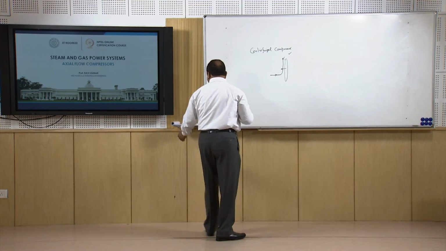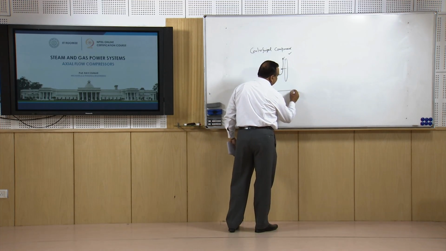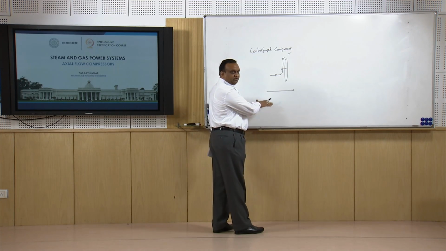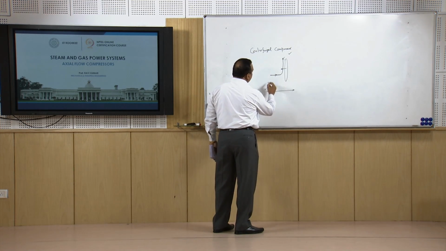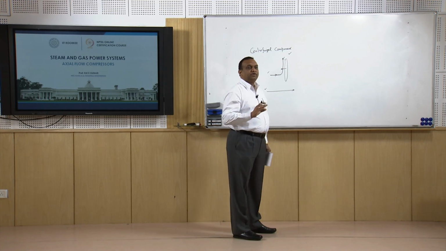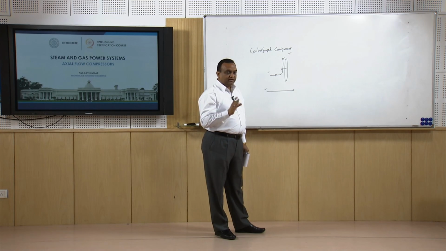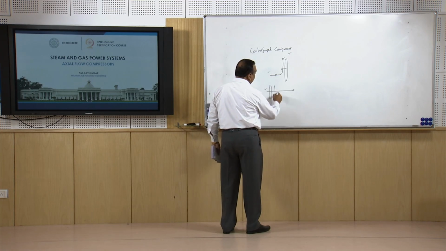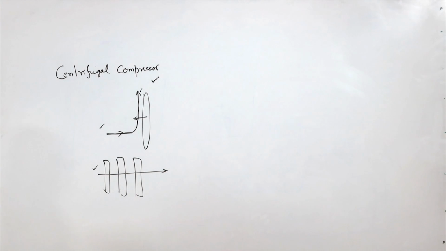Now, in an axial flow compressor, the movement of the fluid is only in the axial direction. Because there is no change in direction, the efficiency of the axial compressor is more than the centrifugal compressor. In the axial compressor also, like axial flow turbines, where we did the impulse turbine and impulse reaction turbine, there are several rings or stages. Each stage consists of fixed blades and moving blades.